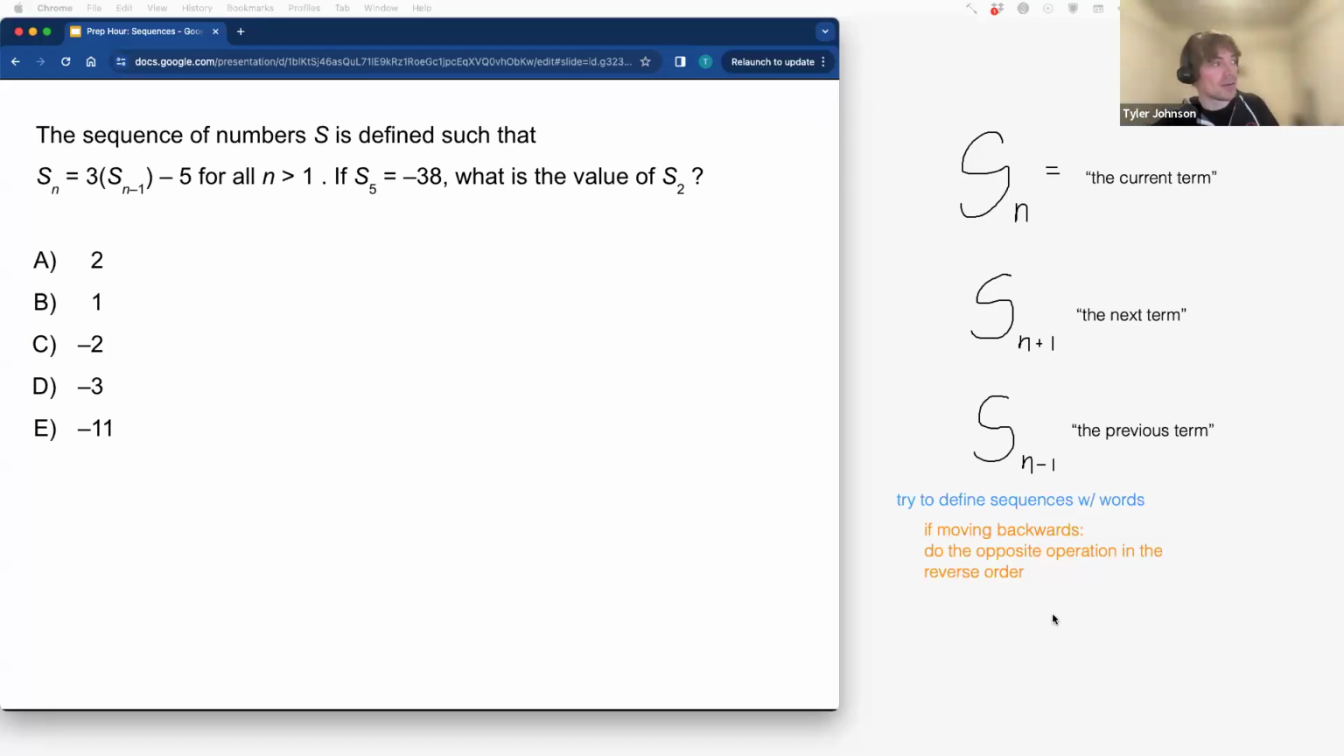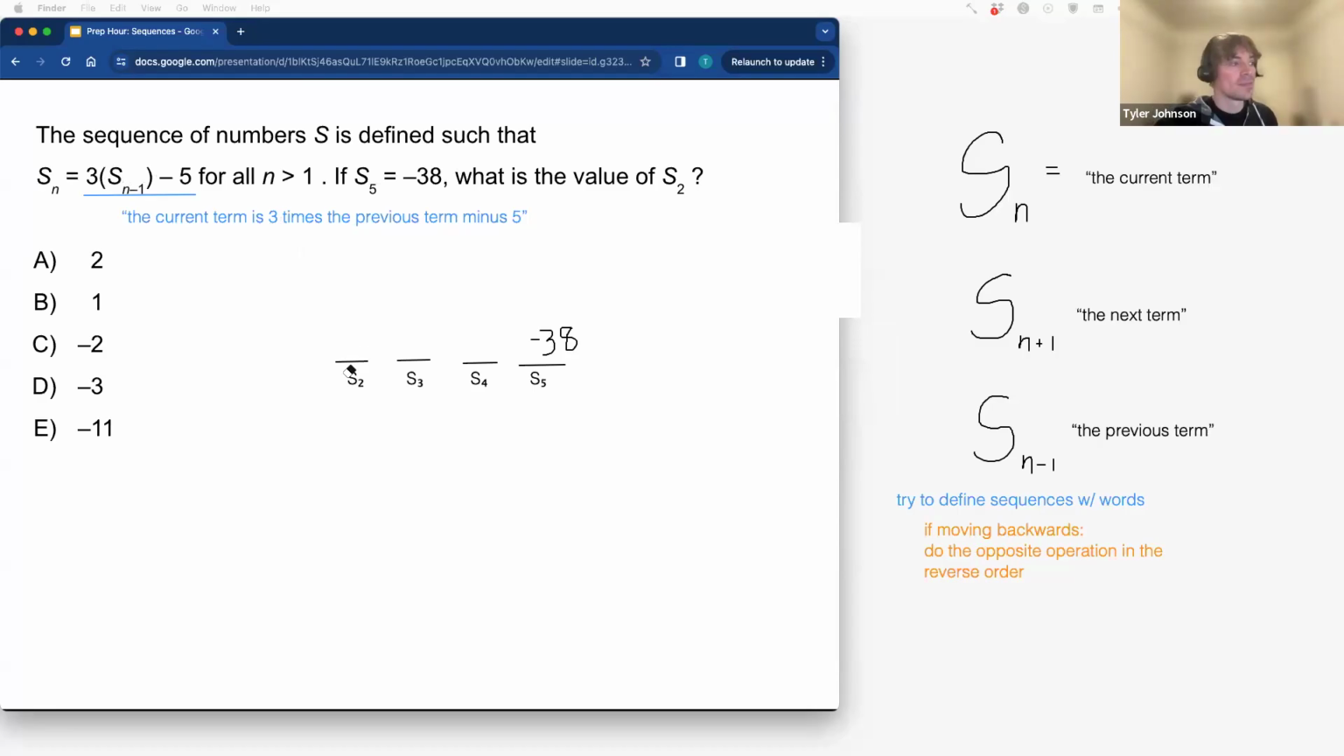The first thing I would do in this problem is take the sequence definition and rewrite it in words. So I have the current term is 3 times the previous term minus 5. And we are starting with the fifth term we know is negative 38, and we're trying to move back to the second term. If I was moving forward to the sixth term, I would multiply by 3 and then subtract 5. But if I want to move backwards in the sequence, I need to do the reverse order and the opposite operation. So I want to first add 5 and then divide by 3.